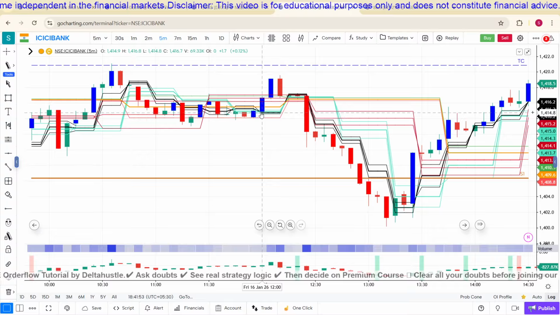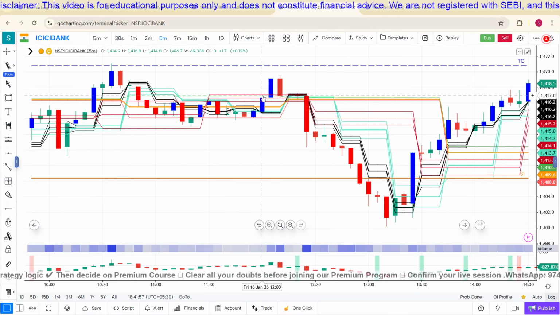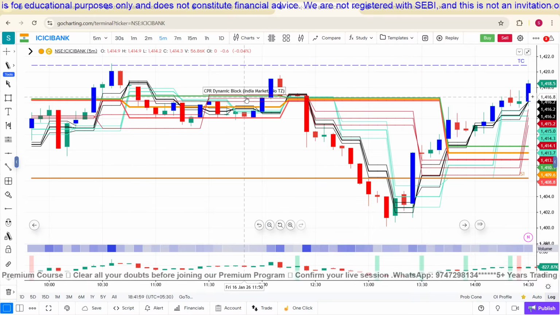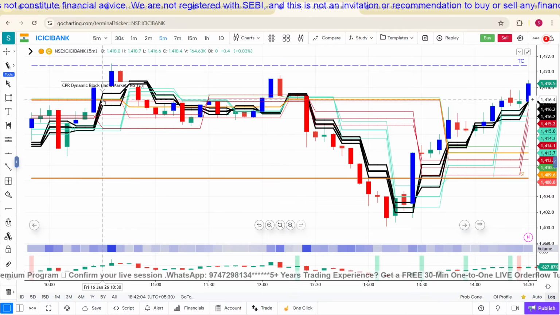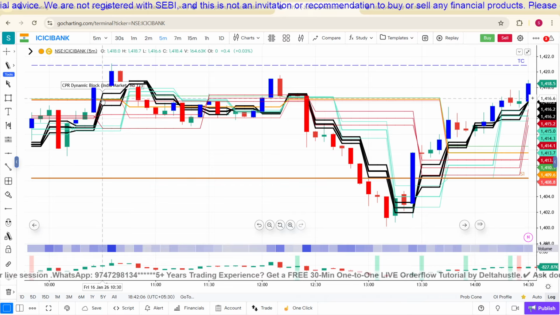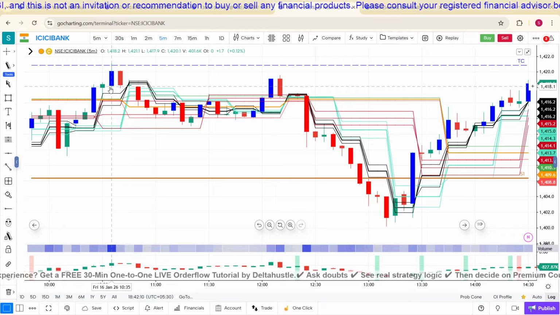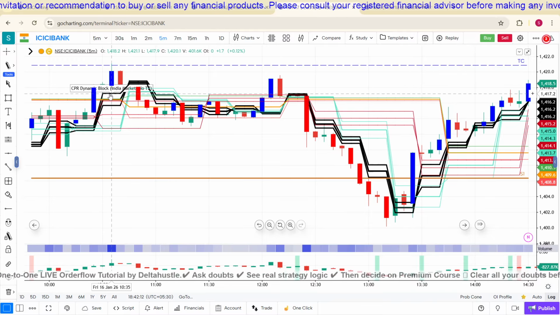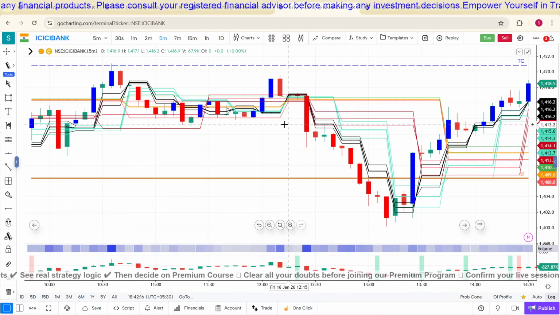And this entry you never take. Why? Because there is a resistance here. But here the 90 minutes CPR has broken. That is why we took a long position. Even then, our target is fixed already. 1420. Our entry is somewhere 1416, only 4 points.